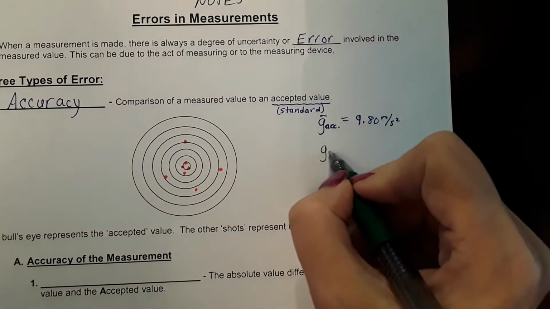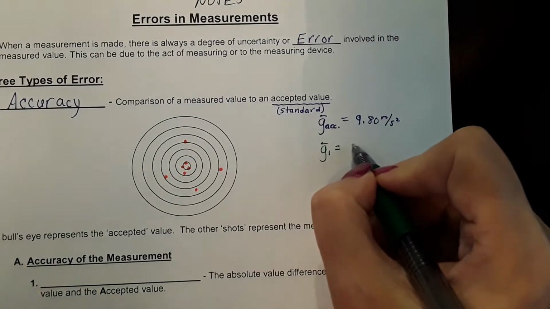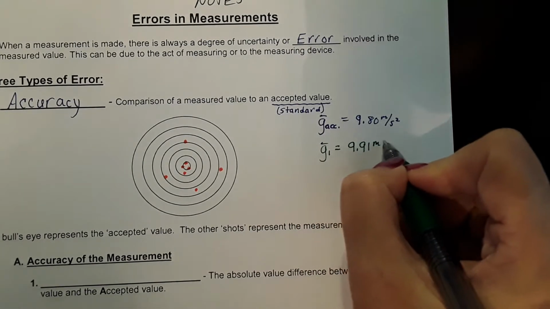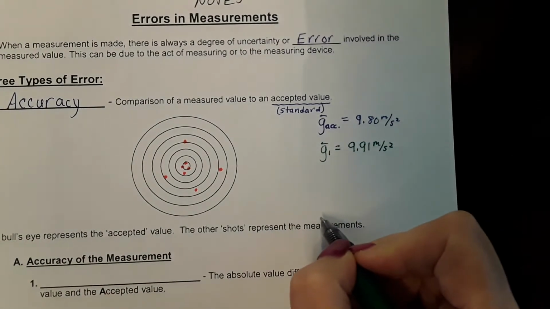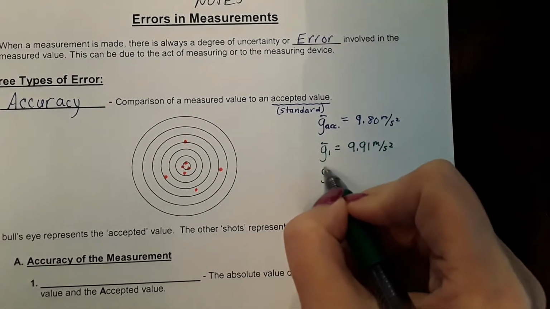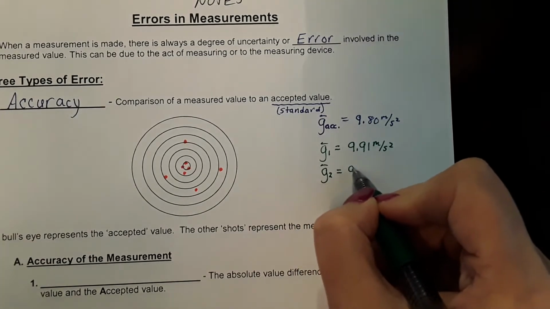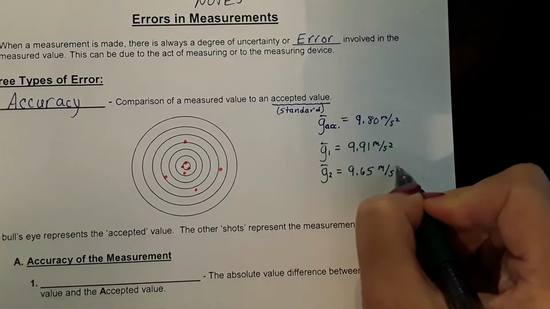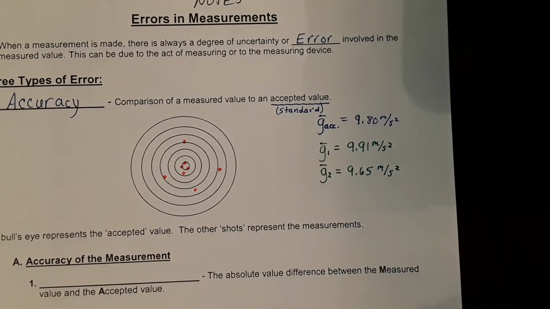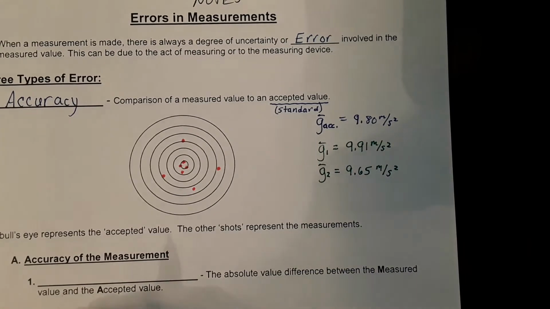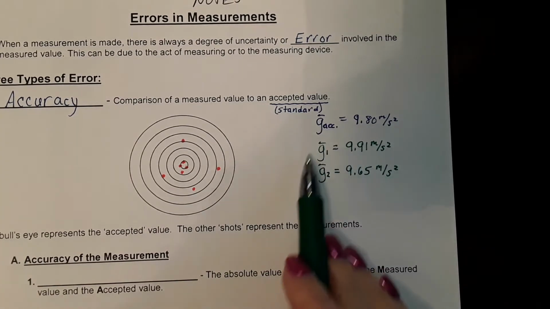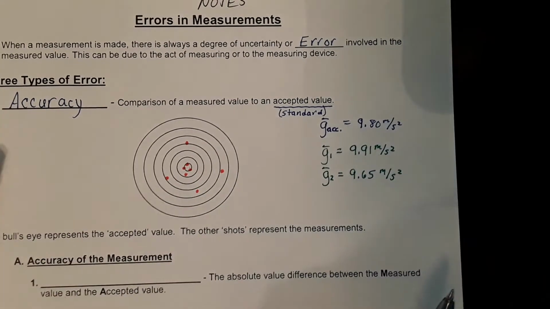Let's call this measurement number 1. And let's say it has a value of 9.91 meters per second squared. And then you do the procedure again and you come up with a second measure of value 9.65 meters per second squared. And you want to look at your accuracy in measuring. Well, you would have to take each one of those and compare it to the standard, okay? And we're going to learn how to do that right now. In fact, there are two ways that you could look at the accuracy of these measurements. Here they are right over here.